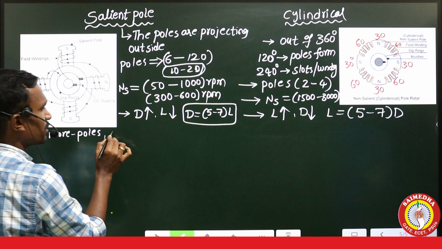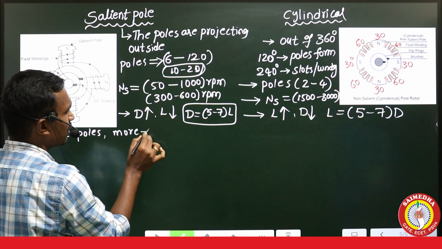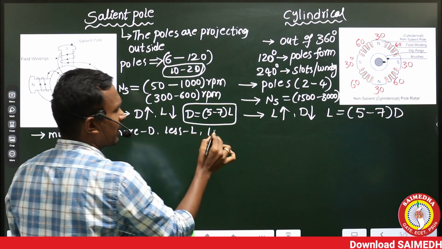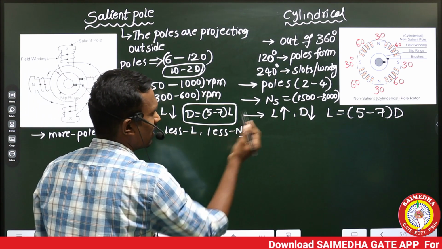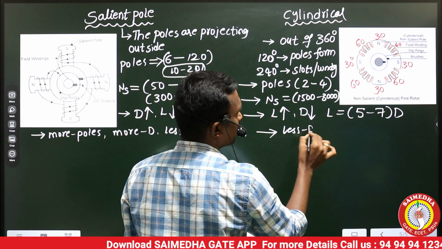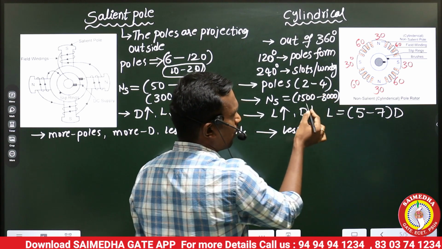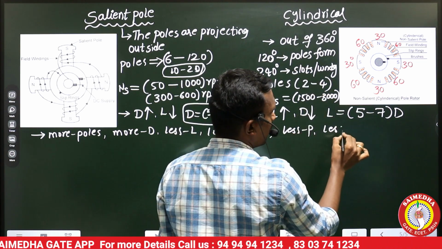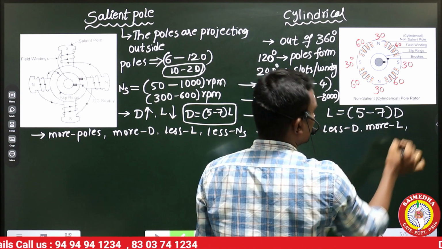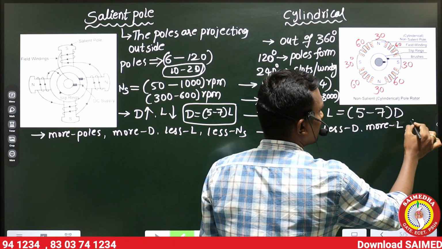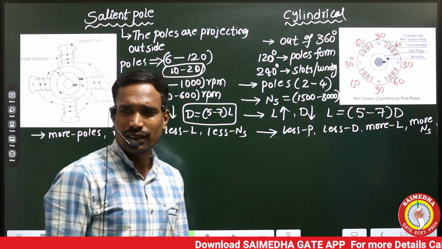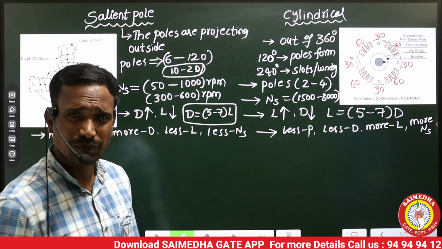More number of poles, more diameter, less axial length and less speed. When coming to here, what can you say? Less number of poles and less diameter, more axial length and more speed. This is the difference between these two.